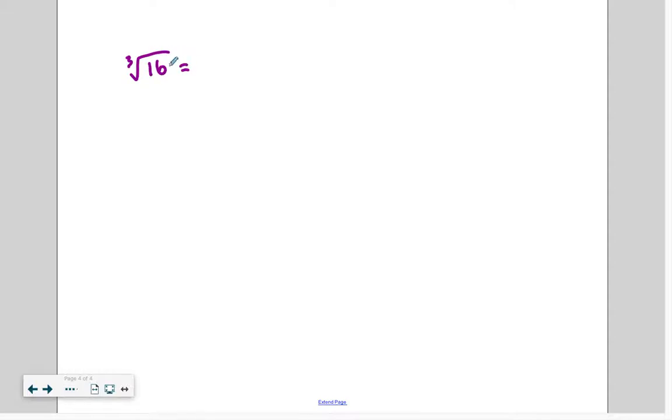The cube root of 16, notice it is not a perfect cube. 1 cubed is 1, 2 cubed is 8, 3 cubed is 27. So what you do is you break 16 apart into the cube root of 8 times 2, because 8 is a perfect cube. And so then you can separate the root. This is the cube root of 8 times the cube root of 2, which is 2 times the cube root of 2. Okay, this was the thing I could take the cube root of.